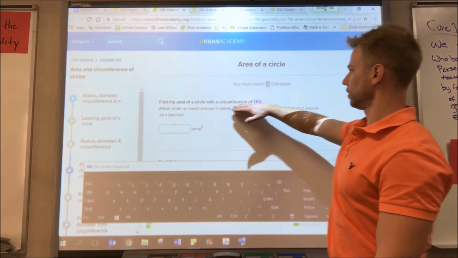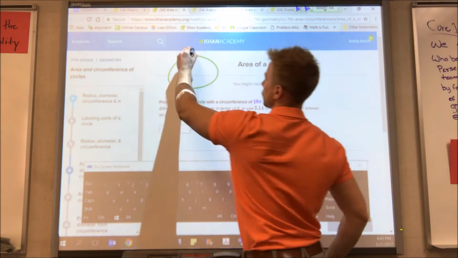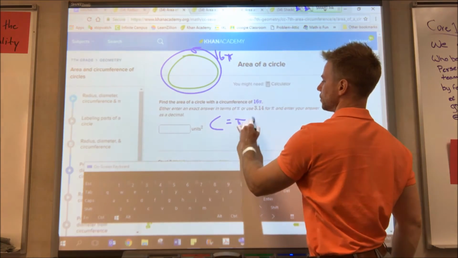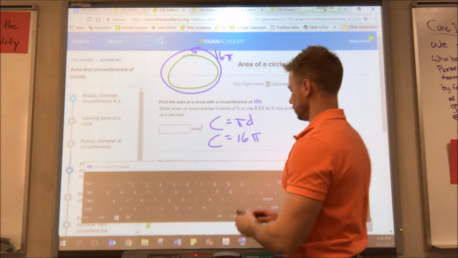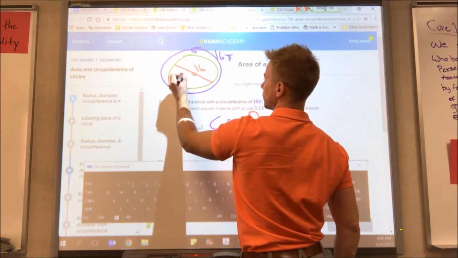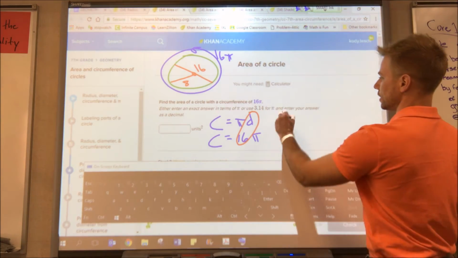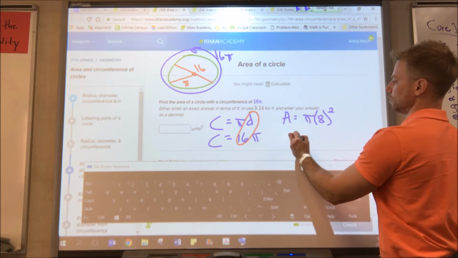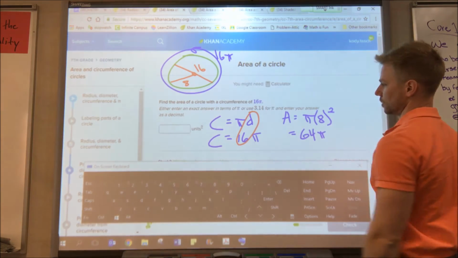Okay, find the area of a circle with a circumference of 16 pi. So if this is my circle, the circumference is 16 pi. Remember, circumference is pi times diameter. If we know the circumference is 16 pi, that means our diameter must have been 16. If our diameter is 16, then our radius is half of that, which is 8. Once we know the radius, we can use our area formula to find the area. Plug in 8 in place of r for radius. 8 squared is 64, and we get 64 pi.